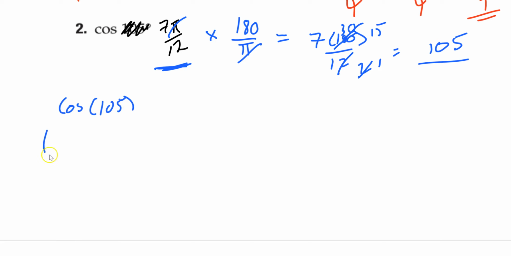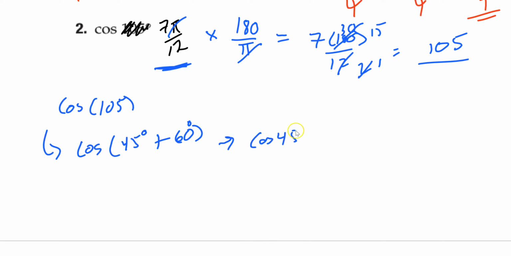Now we just break it up. Cosine of 45 and 60, we always use 45 and 60. Exact same process. The one difference, if they give you radians, just convert it first. It's a lot easier to break it up in degrees. Then you just use the formula. Cosine 45, cosine 60, minus sine of 45, sine 60.